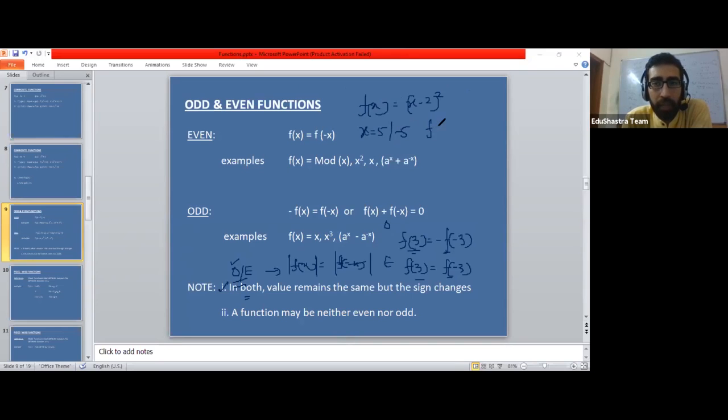At x equal to 5, or at f of 5, the value of the function is 5 minus 2, 3 whole square, 9. At x equal to minus 5, the value of the function is minus 5 minus 2, minus 7 whole square, which is 49. Their magnitude is different. One is 9, the other is 49. So there is no question of this function being either odd or even.